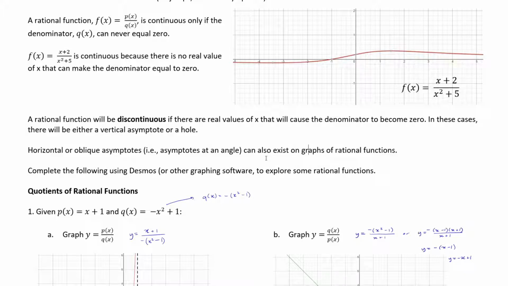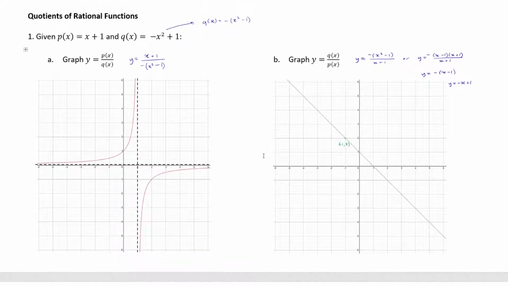The other types of asymptotes that we can have are horizontal or oblique asymptotes, so asymptotes at an angle, and those can also exist on graphs of rational functions. So the next section asks you to use Desmos to graph the following rational functions, but I've already done that for you, and I'd like to quickly take a look at the ones that we've done.